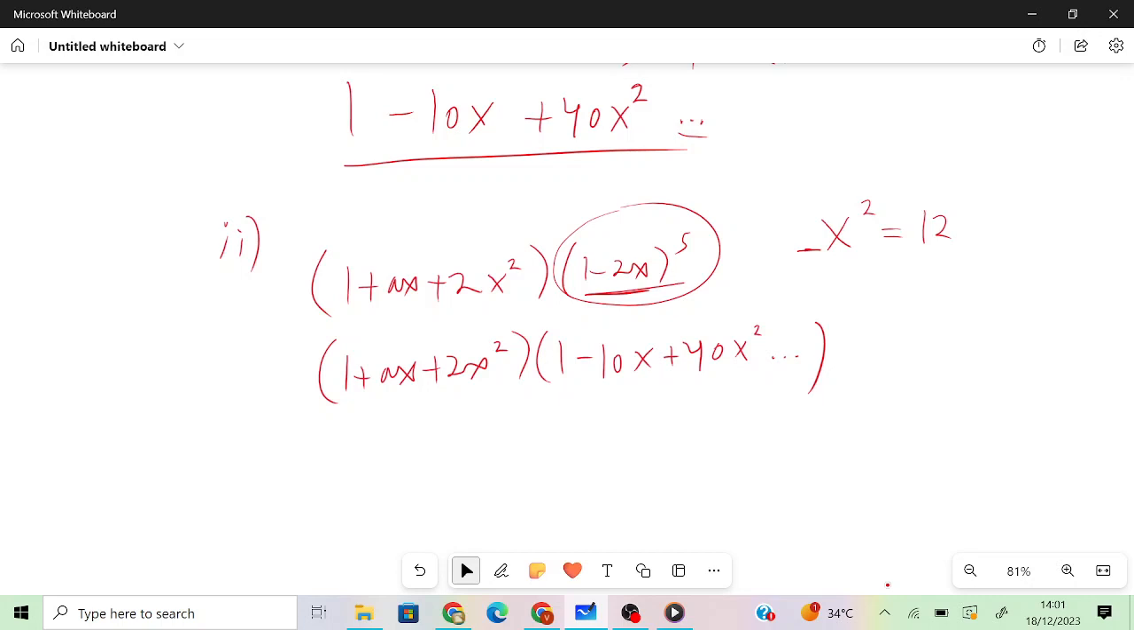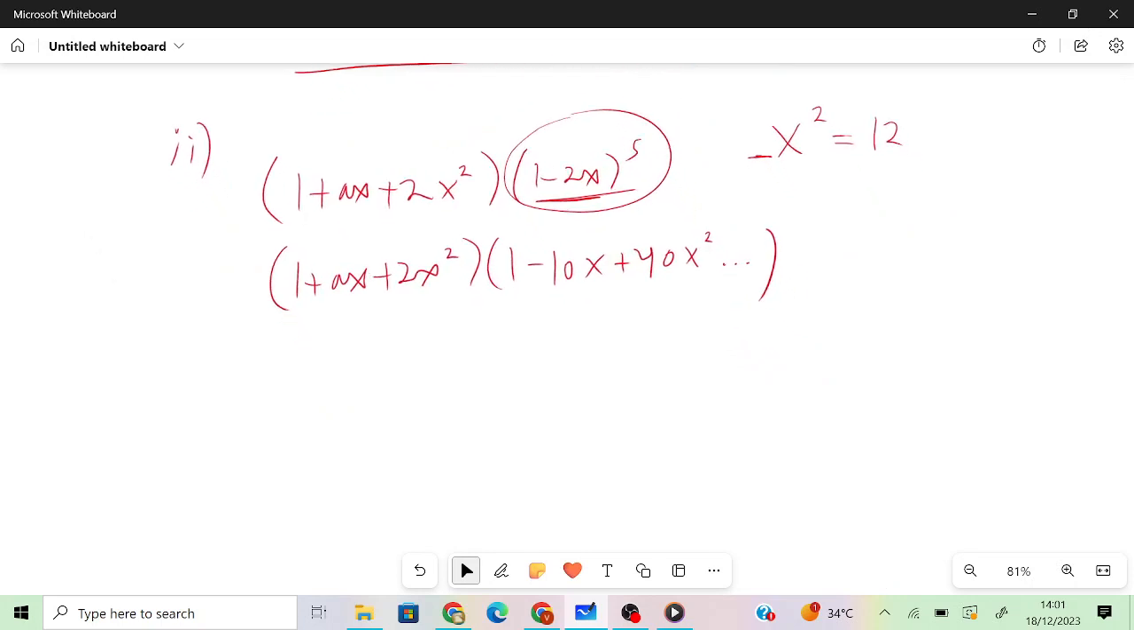Now that might sound a bit complicated at first, but what that really means is that when you have two pairs of brackets with terms in them being multiplied out to give you a coefficient of a certain power of x, all you do is look at the coefficients on either side of the brackets and see which one will multiply with which one to give you x squared. For example, if I multiply my 1 with the minus 10x over here, I'm going to get minus 10x.